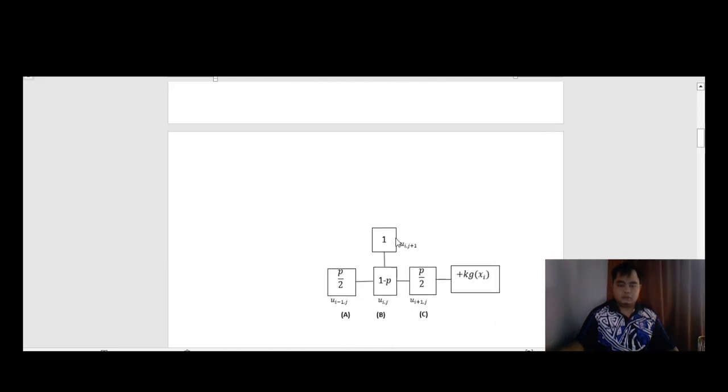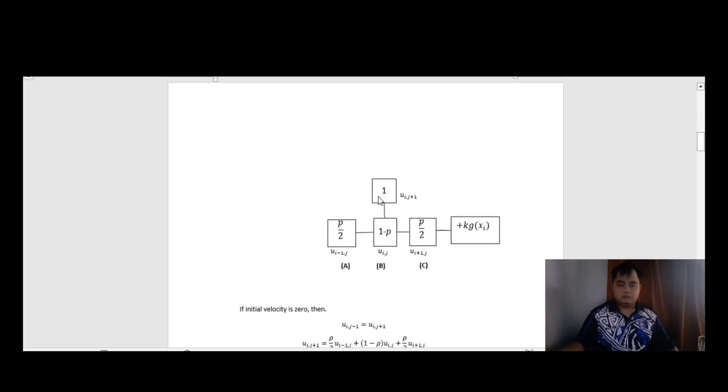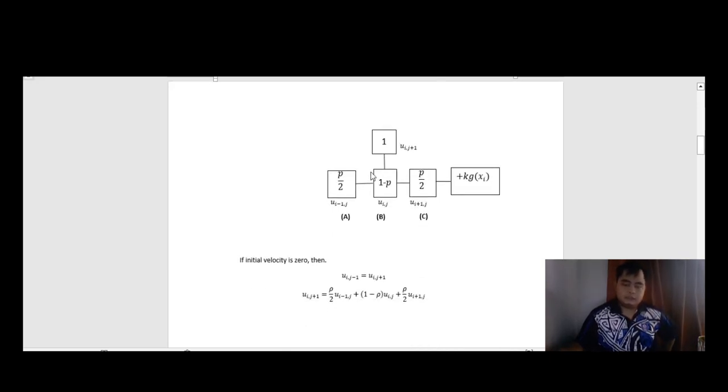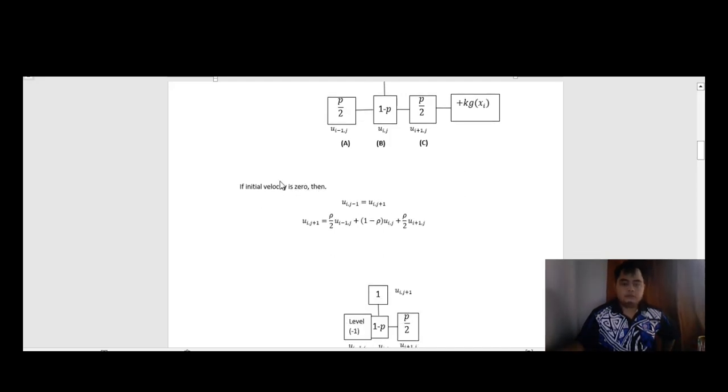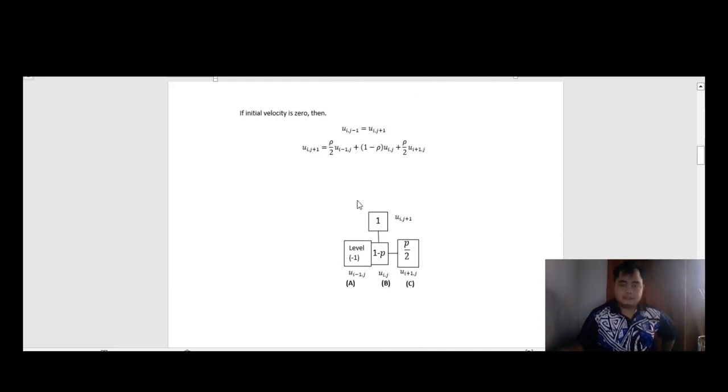Okay, here we see the formula just now. Okay, we added just like above, but as I mentioned just now, it was a difference on the 2 above. Okay, here is the figure for level 1. Okay, if the derivative velocity is 0, then this is the solution.